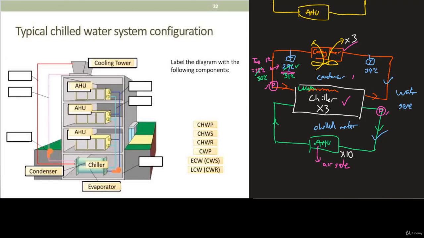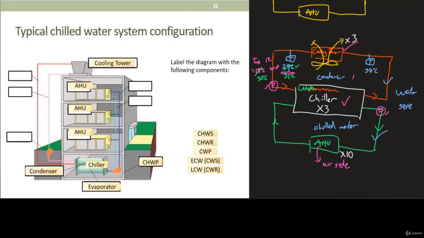So CHWP is usually used to represent chilled water pump. So chilled water pump, of course, the use is to transport your chilled water around the building to all the different AHU. And one thing to take note is, usually your pumps is transporting water towards the chiller. So you may notice that the chilled water pump is pumping towards the chiller and not away from the chiller. So primary pump is always towards the chiller.